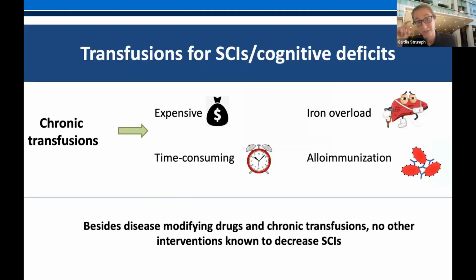But what is the downside of transfusions, right? Because they sound so great. Why don't we start every patient on transfusions? It's expensive. It's time consuming. Patients have to come once a month and sit here for a good portion of the day getting the transfusion. You can get iron overload, which is associated with its own complications, especially as patients get older. And alloimmunization, which is a big issue with our kids with sickle cell disease. So really, besides disease modifying drugs and chronic transfusions, there's really no other interventions known to decrease silent cerebral infarcts.